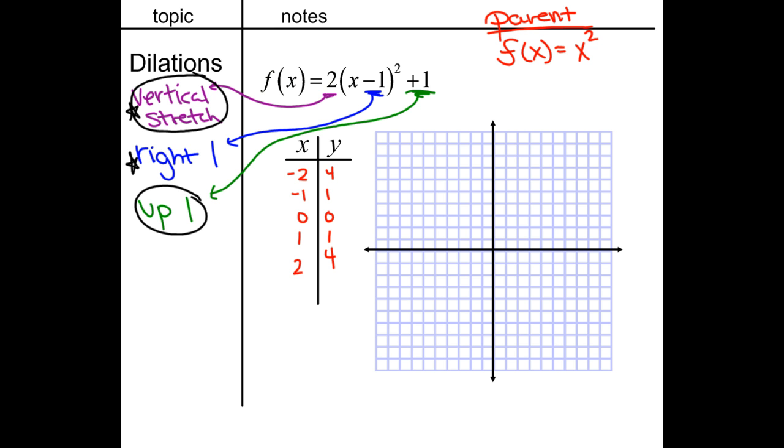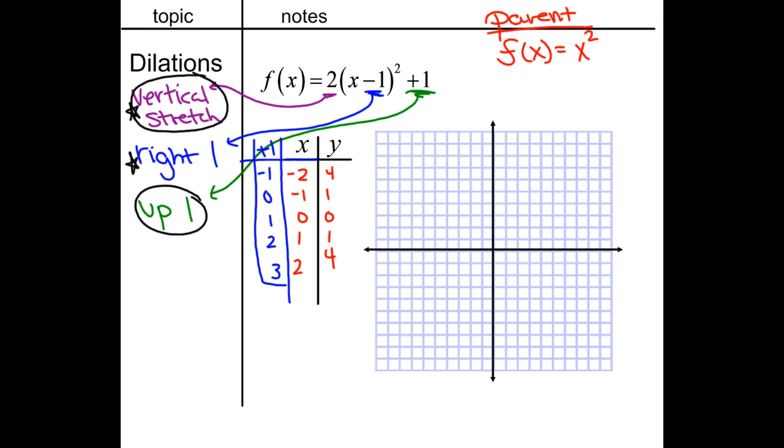So I'm going to go to my x values right now. And since I know I'm going right 1, I'm going to add 1 to each of these. So it's going to be negative 1, 0, 1, whoops, I forgot 1. Yep, 2, 3. Those are my new x values right there.